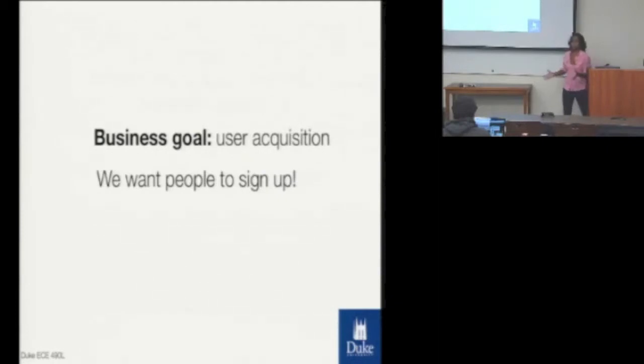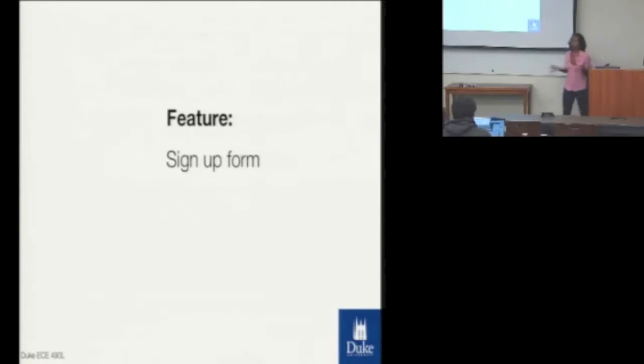Let's take a really simple example. Most of us have a business goal initially of user acquisition. We've got to get customers beyond just the early adopters that we've talked to, so we want people to sign up. In order to sign up, we have to have a feature called a sign-up form. They're going to come to the site, and we want them to enter some information. Oftentimes this is the biggest barrier to entry, getting people to actually sign up for your product. So let's assume we did good enough marketing that they're going to click sign up and want to sign up.